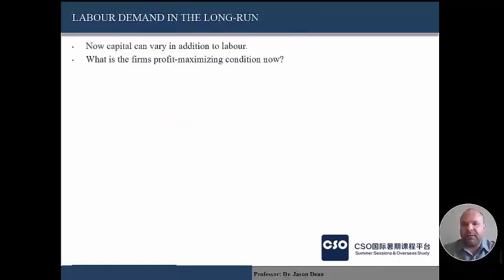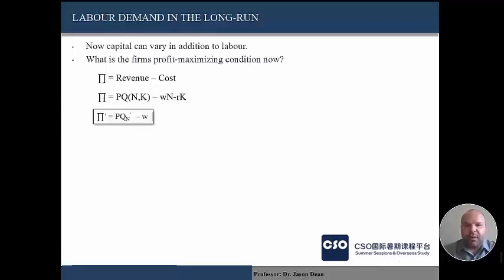Let's derive the profit maximizing condition now. We know profit equals revenue minus cost. Profit is equal to price times quantity, so that's what revenue is, and quantity is a function of N and K, and then we subtract cost. Cost is equal to the wage times the amount of labor we use plus the cost of capital times the amount of capital we use.